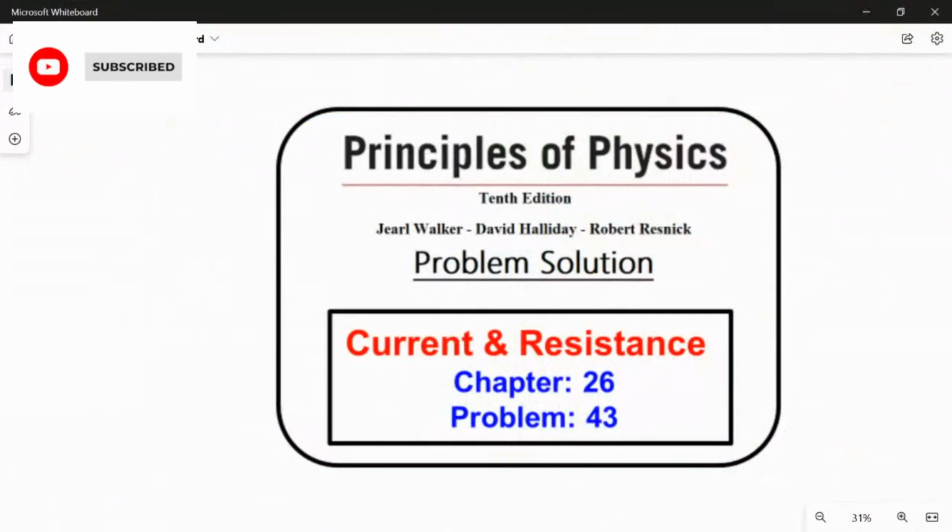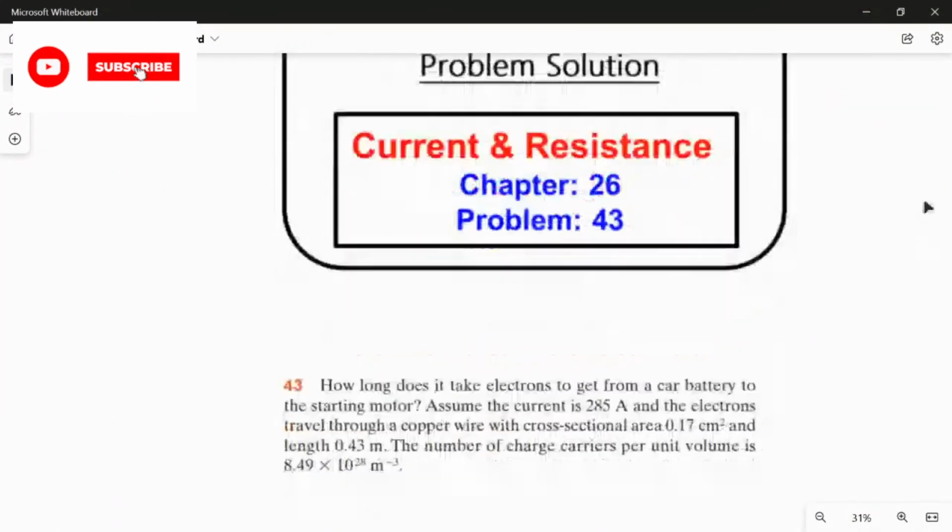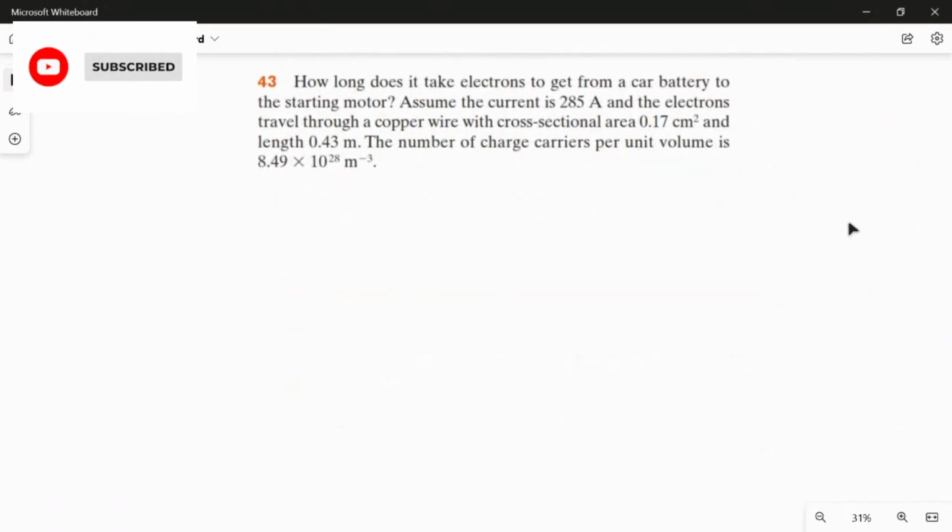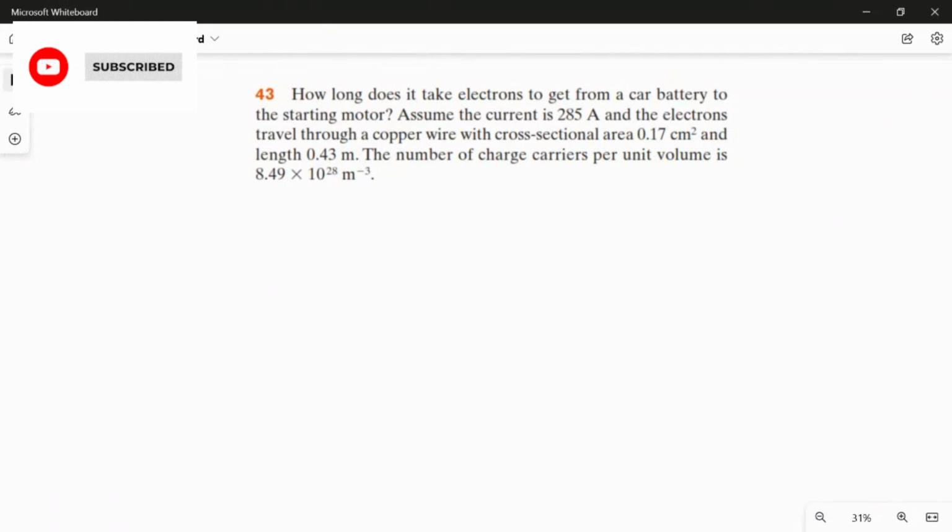Problem 43 from chapter 26. How long does it take electrons to get from a car battery to the starting motor? Assume the current is 285 ampere and the electron travels through the copper wire with the cross-sectional area 0.17 centimeter square and the length of the wire is 0.43 meter. The number of charge carriers per unit volume is 8.49 multiplied 10 power 28 per cubic meter.